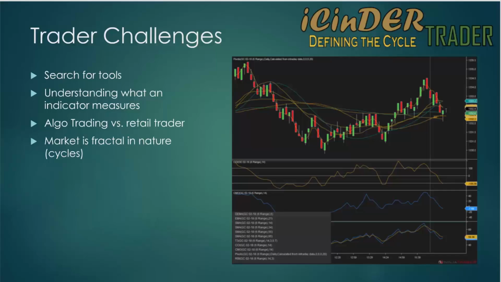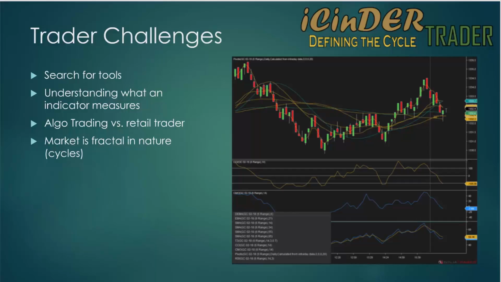So let's again touch on the challenges. Number one, we search for tools. As we search for tools, it is imperative that we understand what the indicators measure and what the output is, because that is what allows us to actually efficiently use the indicators.